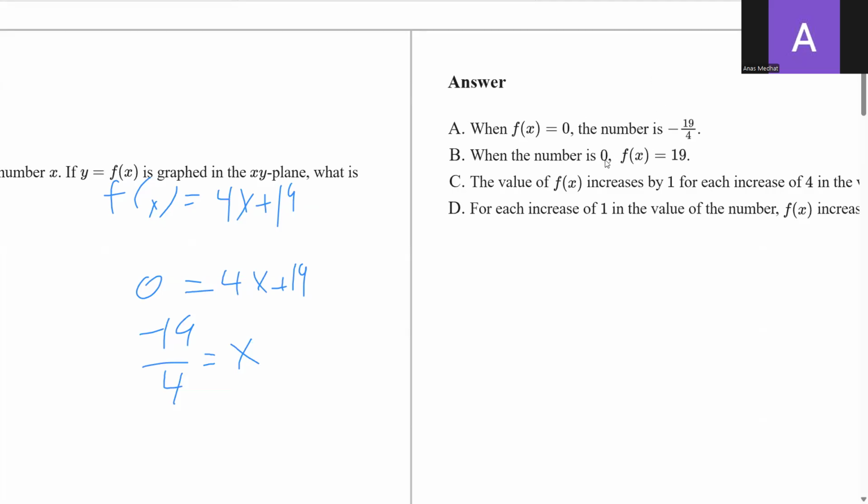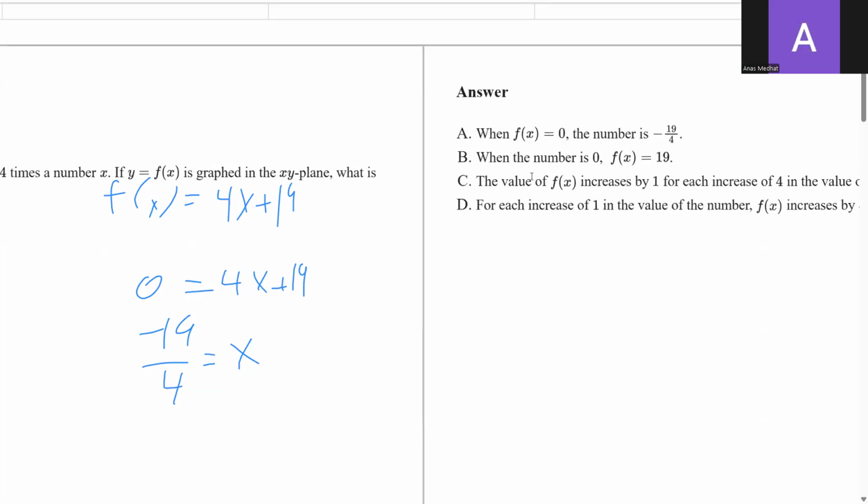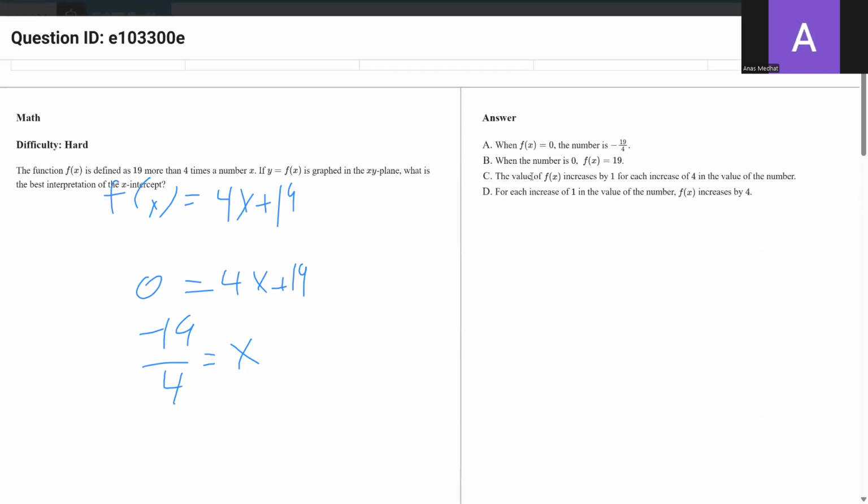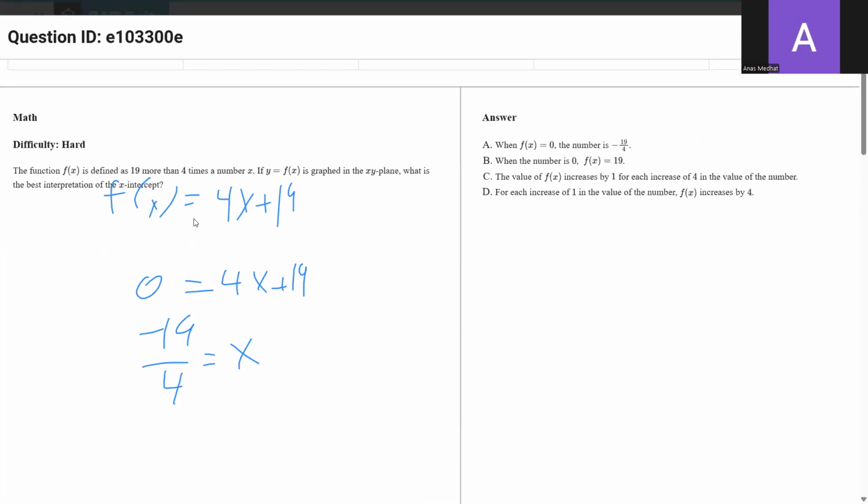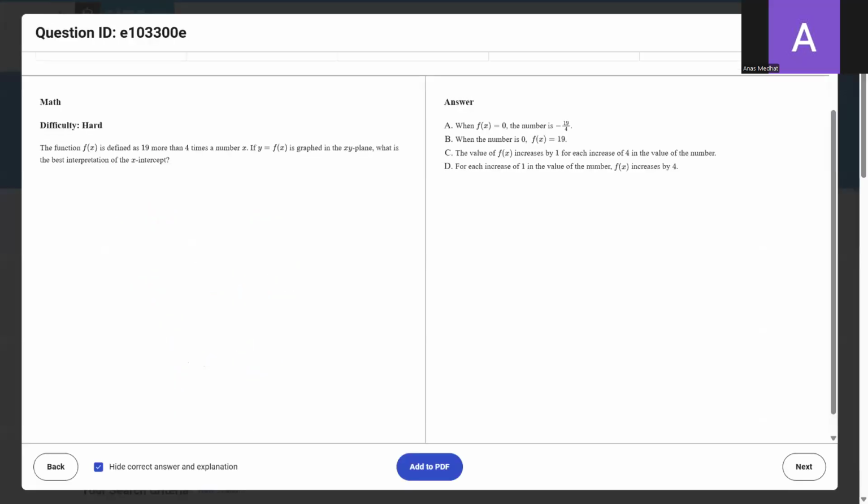When the number is 0, f of x is 19. It's asking about the x-intercept. This is the x-intercept, the value of x when y is equal to 0, which is negative 19 over 4. The answer is A.